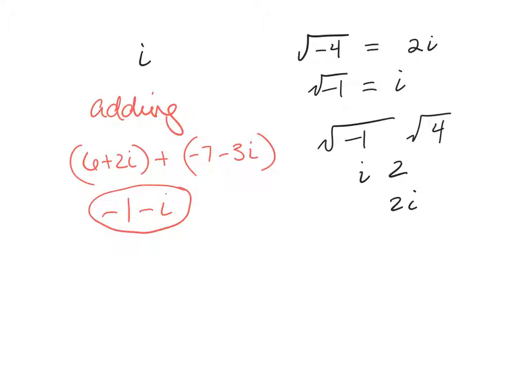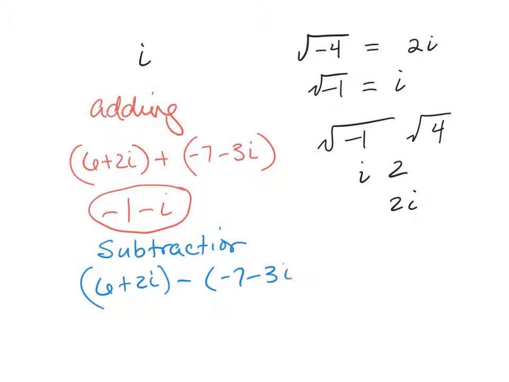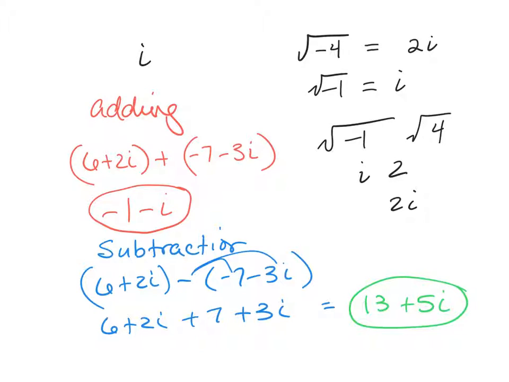So that would be your answer. Okay? When you're subtracting, you just have to remember, like we do in regular math, that the negative sign goes to everybody in the second parenthesis. So let's say we have the same problem, 6 plus 2i minus (-7 minus 3i). Well, this minus goes to everybody, and basically you just say 6 plus 2i plus 7 plus 3i, because you change all the signs and then you combine like terms. So that's going to be equal to 13 plus 5i. So the second one is very different than the first one.